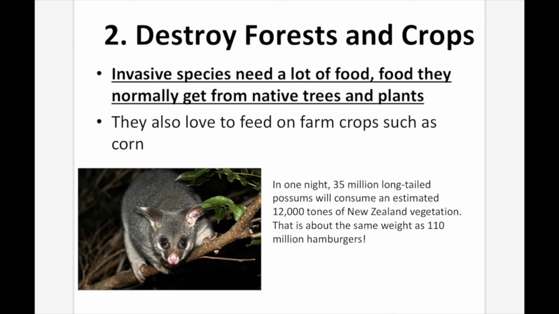There are 35 million of them in New Zealand, and they consume 12,000 tons of vegetation every single night. That's as much weight as 110 million hamburgers. So that's a lot of plant material eaten every single night by these guys.